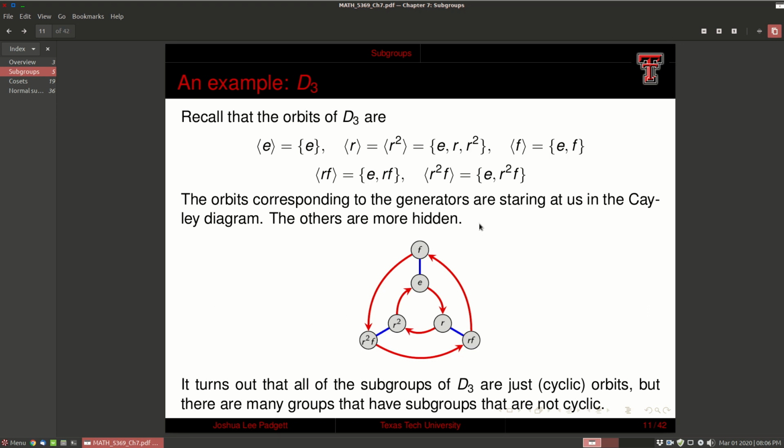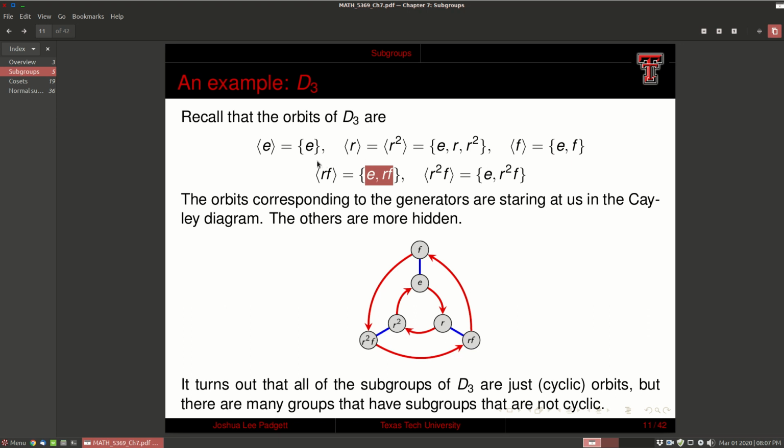What about F? Okay, if I start at F, and then I apply F again, I get E. So I just get these two flips. What about RF? So let's look at RF. RF means perform a red and then a blue. So if I start at RF and I perform a red and then a blue, I end up at E. So all I have is E and RF. Similarly, the same thing holds for R squared F. So these are all of the orbits.